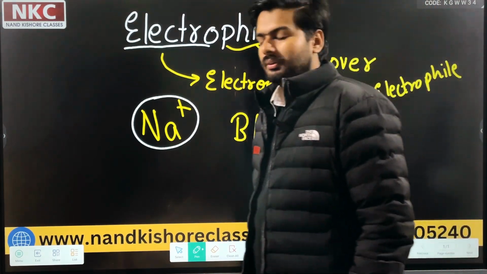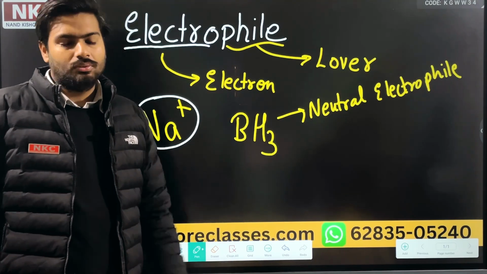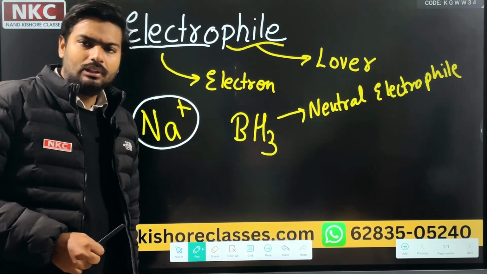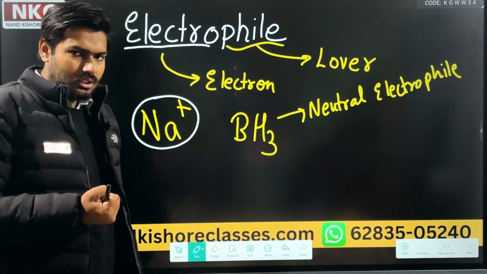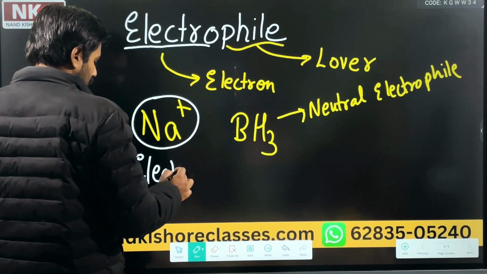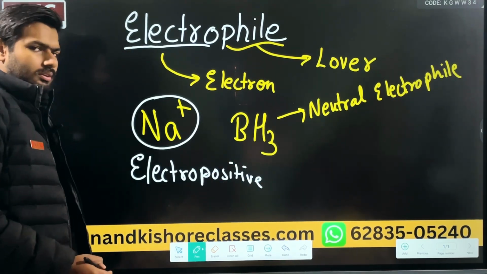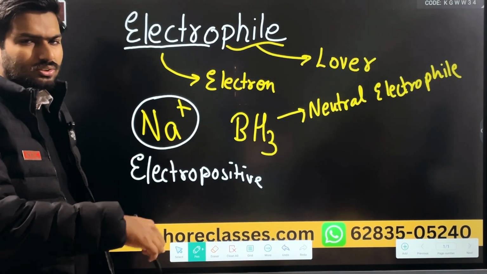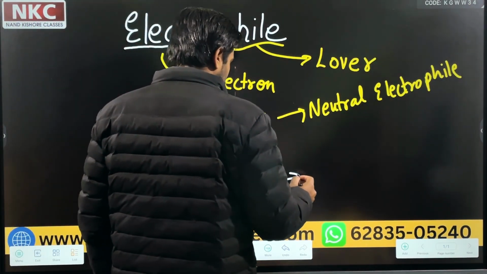Because boron has an empty orbital, it takes the electron and becomes an electrophile. Whichever thing needs electrons will become an electrophile. Or you can say electron lovers are electropositive in nature, which means electropositive are metals. Metal cations generally become electrophiles. Yes, this is absolutely true.